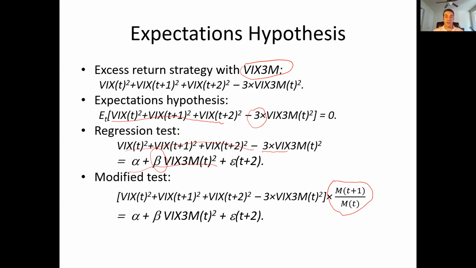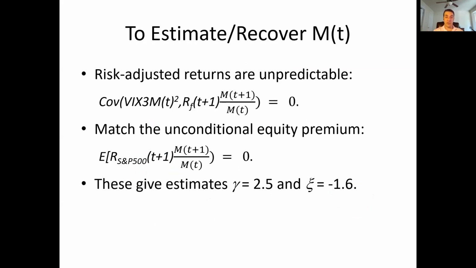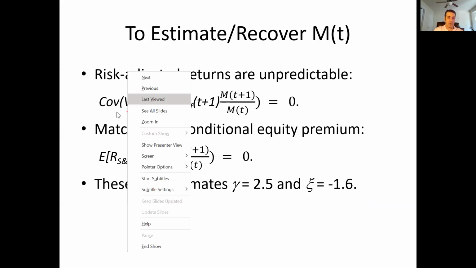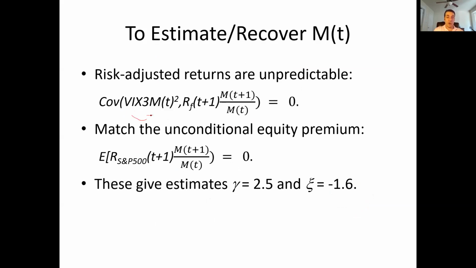Okay, the point is to show that recovery theory has bite and can produce accurate predictions about security returns that transcend the expectations hypothesis regressions or explain the violations of the expectations hypothesis. Furthermore, I want to recover stuff, and I have this martingale condition. I have that the covariance of the excess return on the VIX 3M here with the stochastic discount factor is 0.